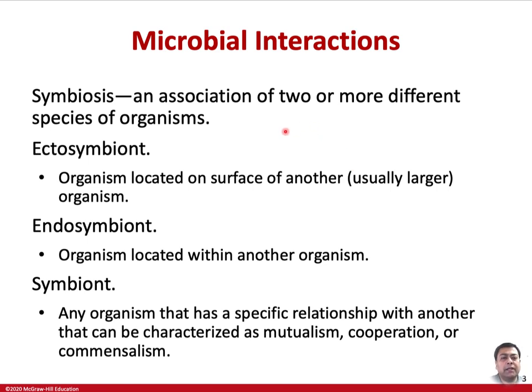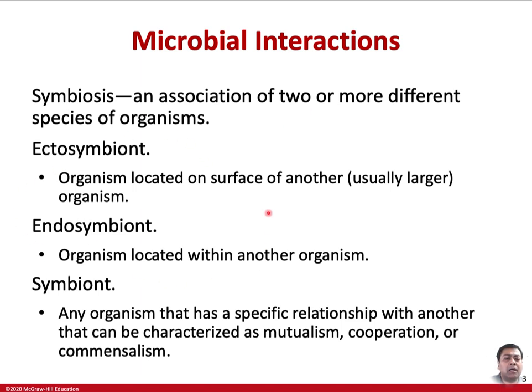The first thing we are going to talk about is symbiosis, which is an association of two or more different species of organisms. Many times these could be beneficial for both. One may be affected, the other may not be affected. Sometimes one will cause harm to the other, and all sorts of relationships. Not only are there two, many times we will see more than two, even four or five different organisms involved in this process.